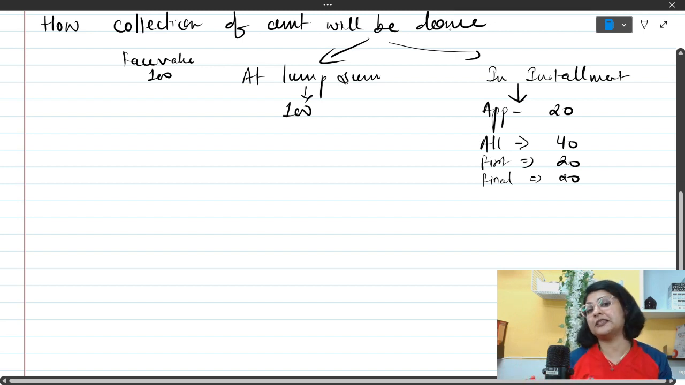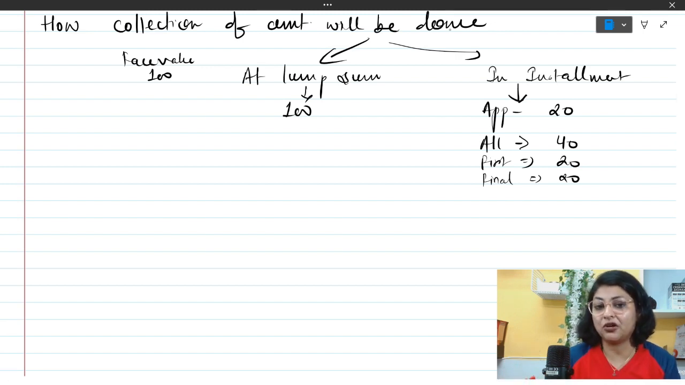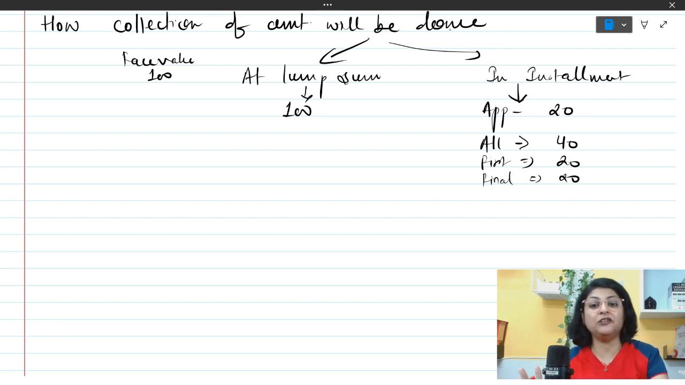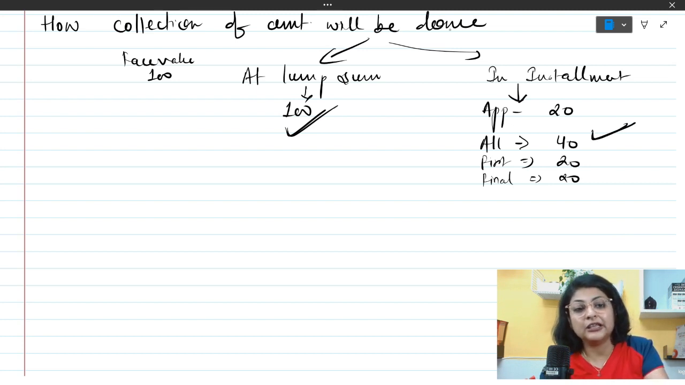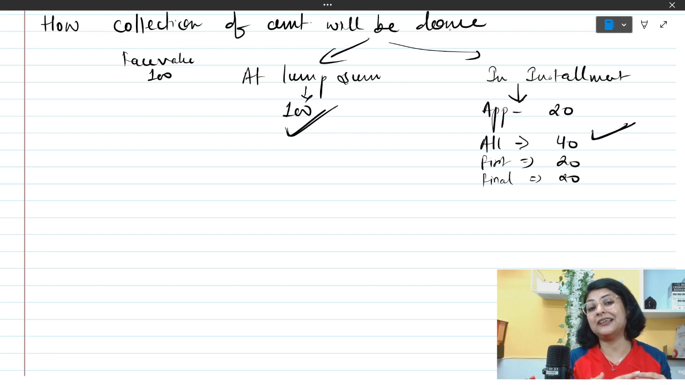The similar kind of concept we had seen in issue of debenture also. Though in practicality, in reality, this practice is done mostly by the companies. They take the entire amount in one go, but our 99% questions are going to be like this, where we will be collecting the amount in installment, because we have to understand the accounting part of it. That is why 99% of the questions will have installment collection. Okay, so we will be understanding that.